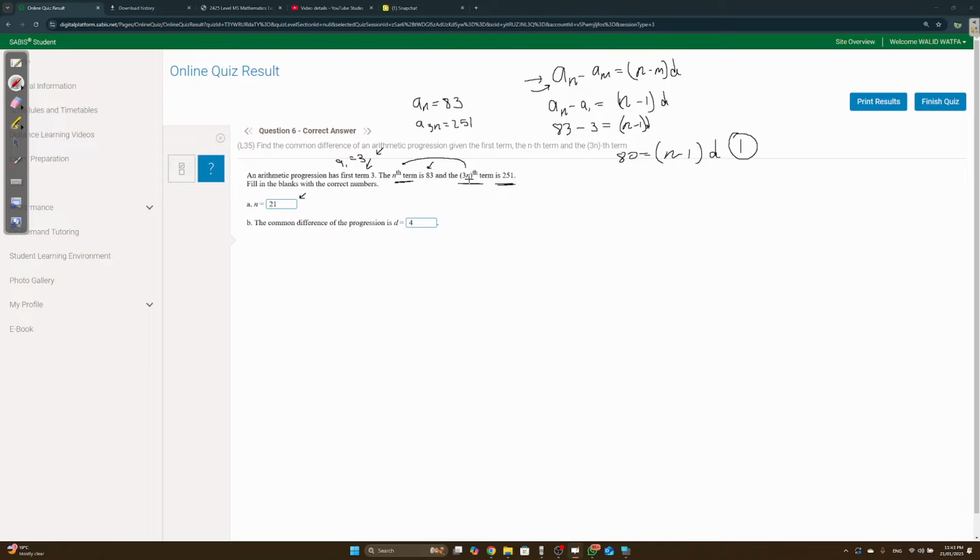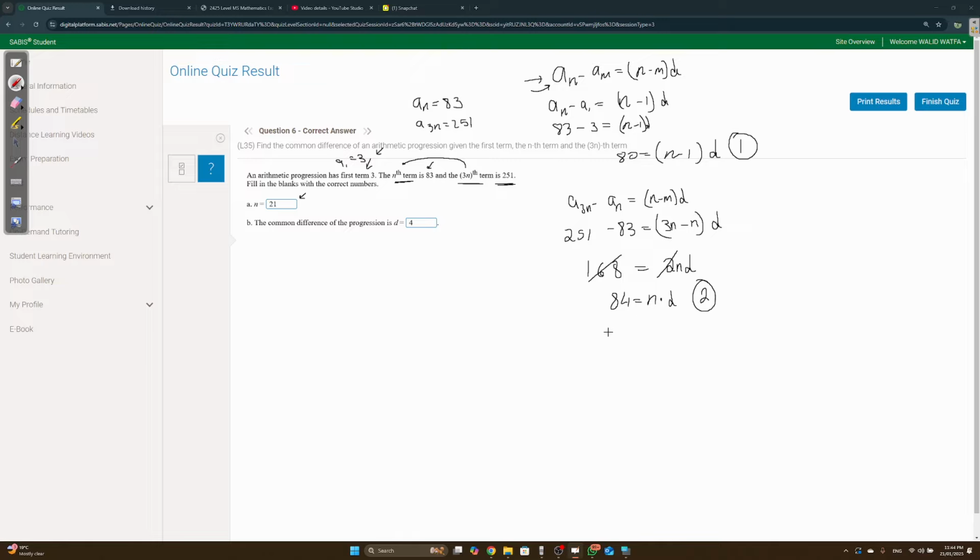Why am I doing this? Because I know that the n's will cancel with each other. You'll see now. So a3n minus an is equal to n minus m d. Look, a3n we know is 251, an is 83, equals n minus m d. N is 3n, right? M is n. 251 minus 83 is 168 equals 2nd, right? You divide by 2, you're going to get 84 is equal to n times d. This is my second equation.